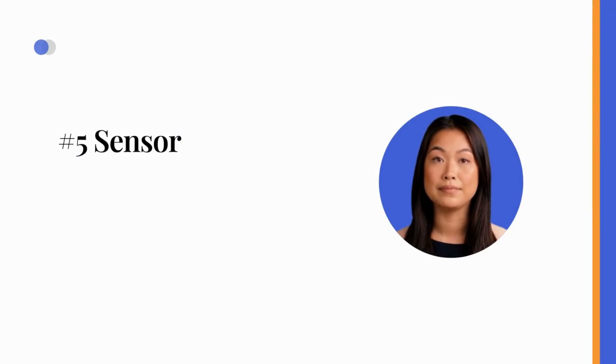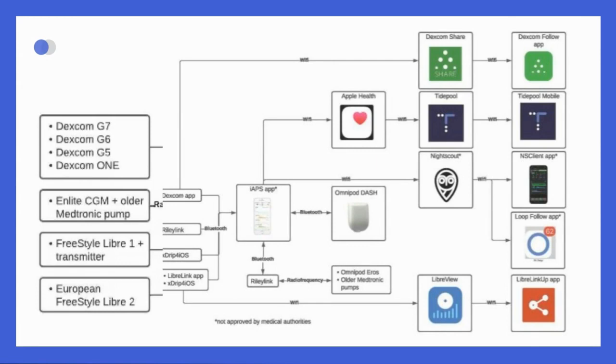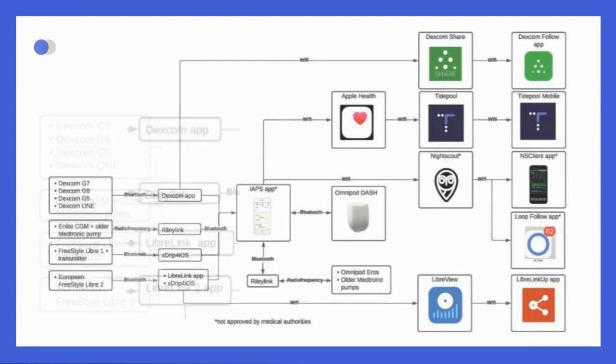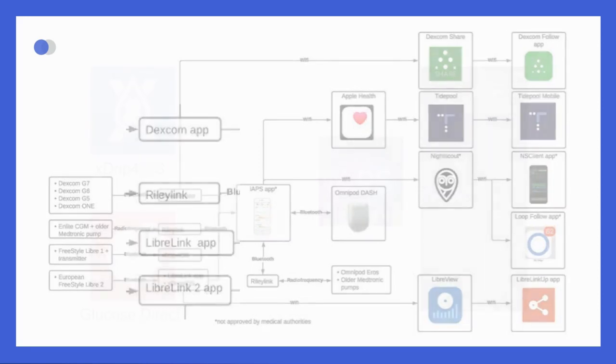5. Sensor. iAPS can be linked to the Dexcom sensors G5, G6, G7 and Dexcom 1, European Freestyle Libre 2 sensors, and Medtronic and Light sensors via older Medtronic pumps. Since iAPS can directly connect to Dexcom and European Freestyle Libre 2 sensors, the Dexcom or LibreLink app is only needed to start a new sensor.